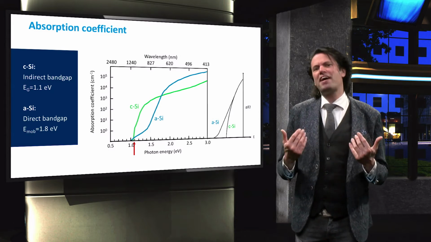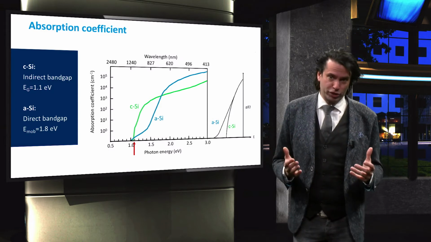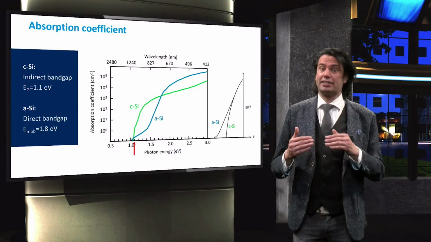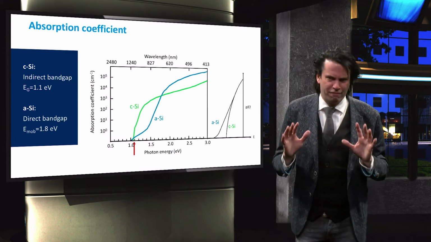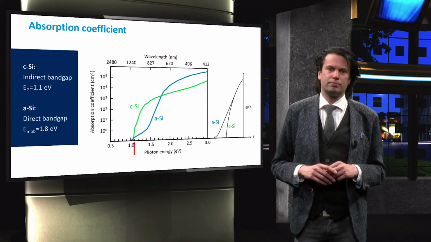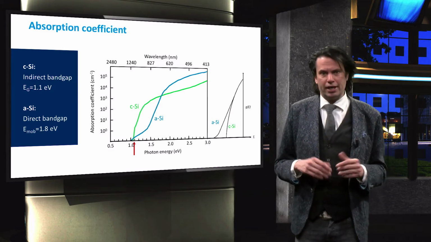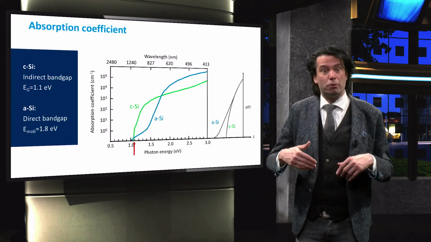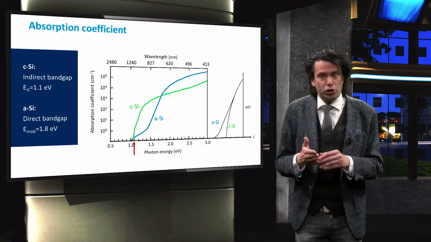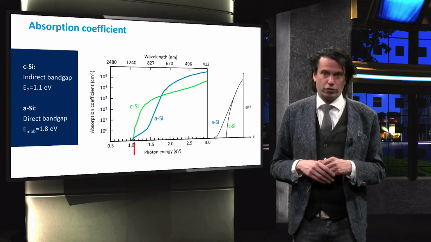Due to the defect states and band tails of amorphous silicon, electrons can already be excited to the conduction band at very low photon energies. It already starts absorbing from very low energy levels. Again, the initial shape of the absorption coefficient curve corresponds with the density of state curves.